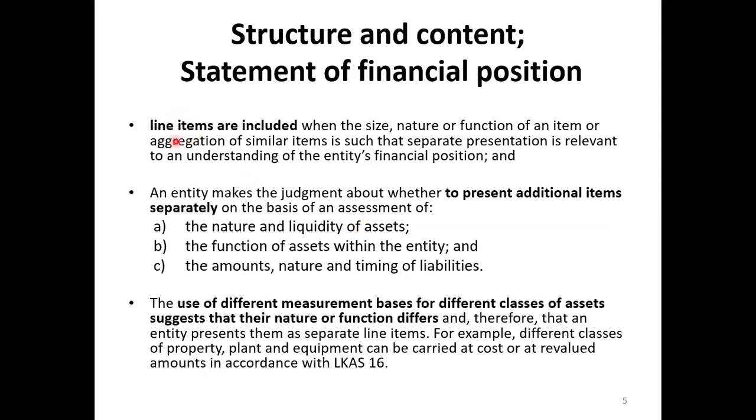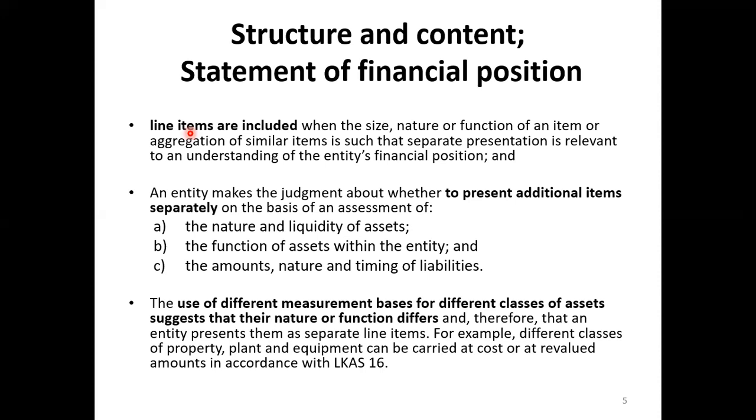Line items, which means a group, right? It's a group. Line items are included when the size, nature, or function of an item or aggregation of similar items is such that separate presentation is relevant to an understanding of the entity's financial position. So why do they group them as line items? To better represent the financial information to the users. So the line items are categorized.